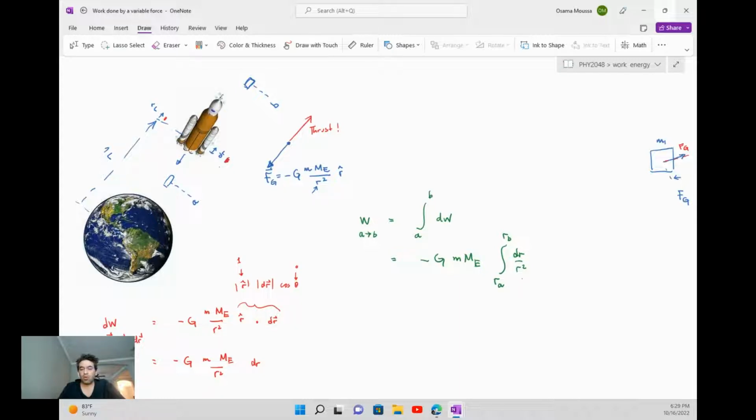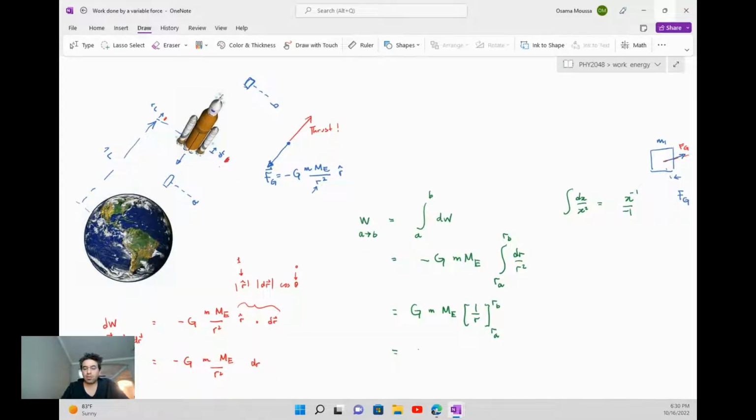The integral of 1 over r squared is equal to, of course, increase the power by 1, so it becomes x to the negative 1, and then divide by negative 1. So it becomes negative 1 over x. So the negative cancels with the negative here, and I'm left with G times the mass of the rocket times the mass of Earth multiplied by 1 over r, and the limits go from ra to rb.